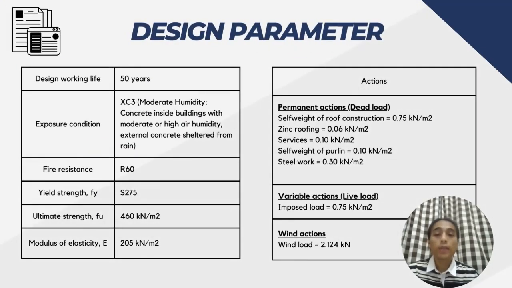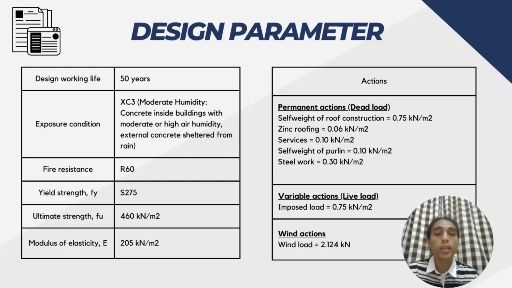Design parameters for this project. The design working life is 50 years. For the exposure condition we are using XC3, which is moderate humidity: concrete inside buildings with moderate or high air humidity, and external concrete sheltered from rain. The rest is the fire resistance, yield strength, ultimate strength, and modulus of elasticity.